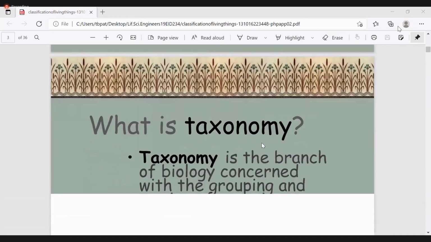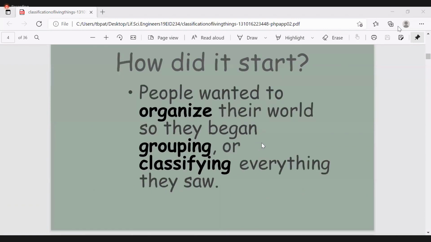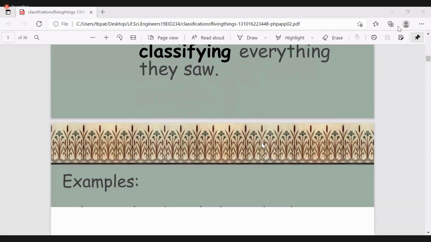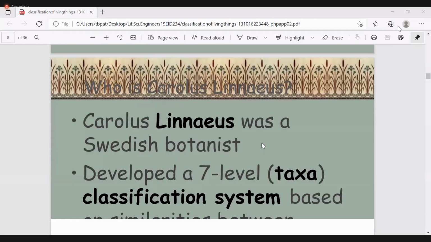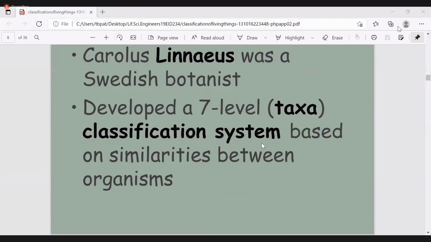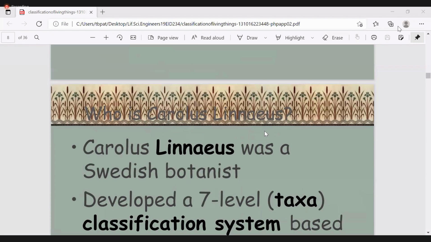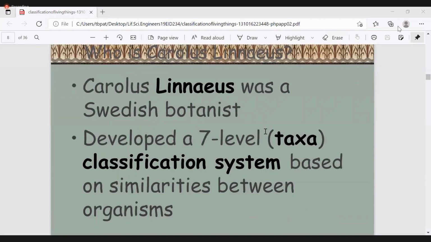Yeah, it's a broad classification. The great scientist Linnaeus identified 7 levels of taxonomy. He states them based on the similarities between the organisms.